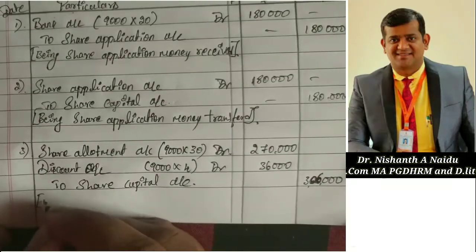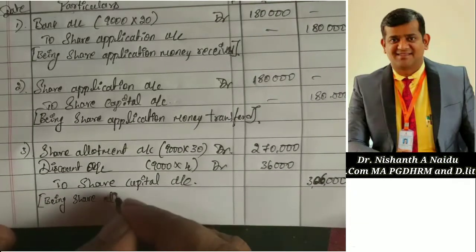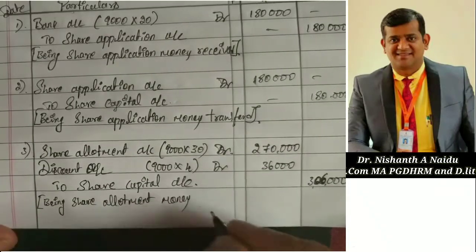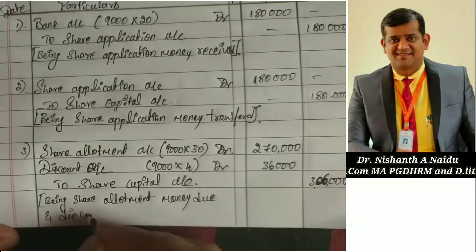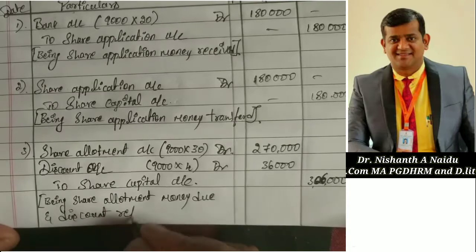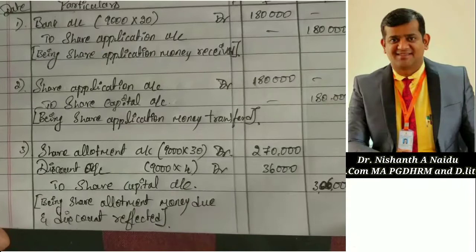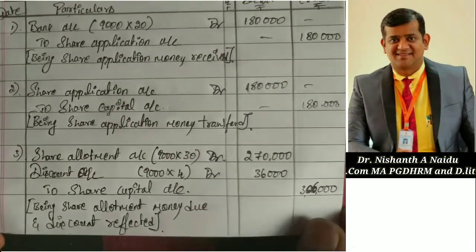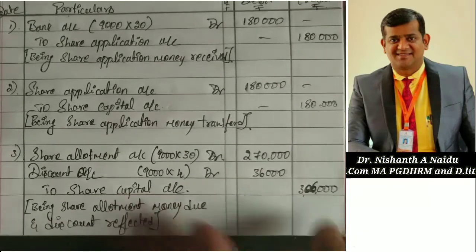So now write the narration: being share allotment money due and discount reflected. Okay, so we are done with the due entry. So now let us pass the receive entry. For the receive entry, we directly consider only the net amount which we are supposed to receive.